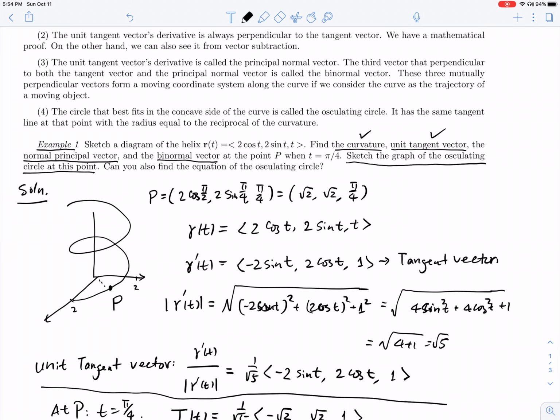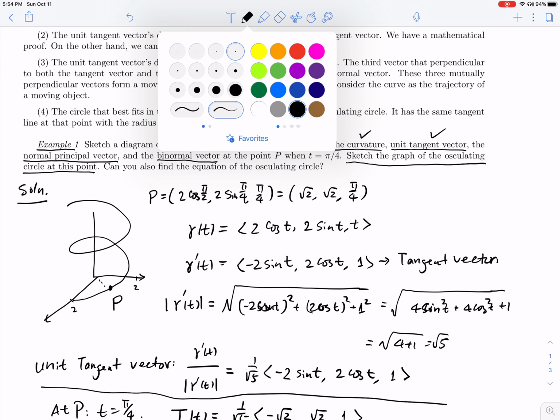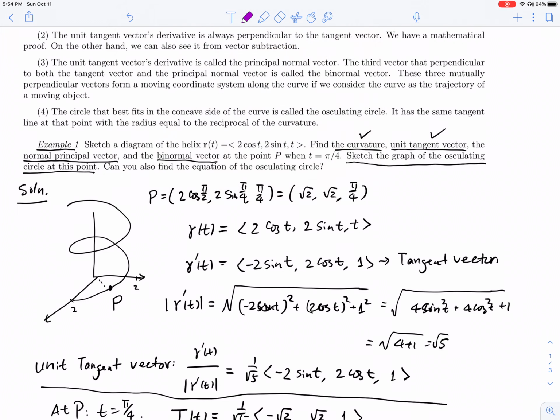Now, what is the osculating circle? That's the circle that fits best in the concave side of the curve at that point. So let me change the color over here to a purple. If you try to draw a circle on the concave side, this radius r is supposed to be 1 over kappa, the curvature. And you can try to draw a circle like that. This one over here is called the osculating circle. Okay. And it is an interesting thing how you can find its equation, because again, it's a space curve, and we will talk about that one in class.